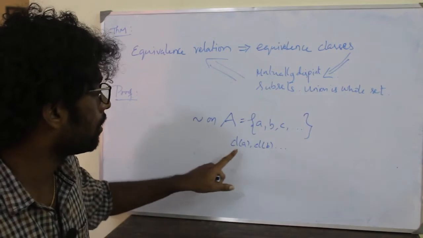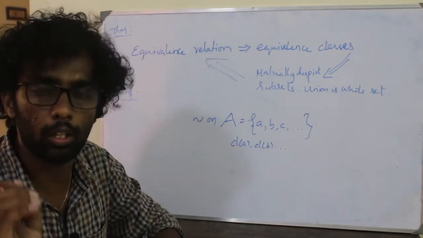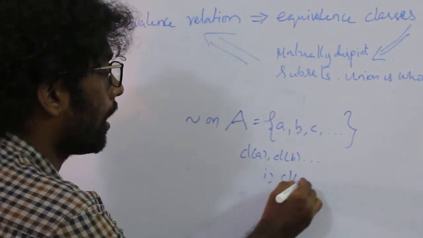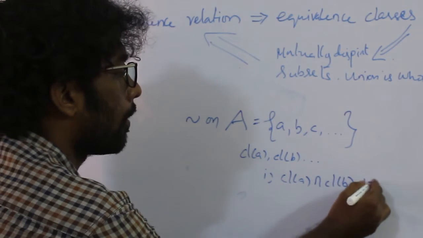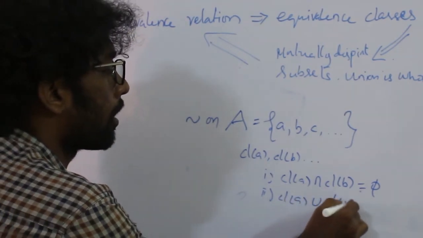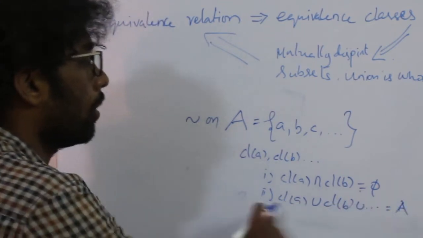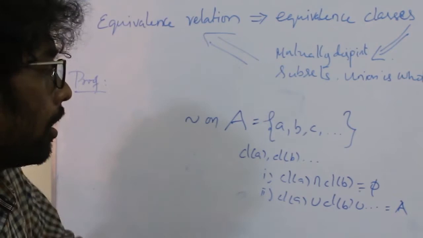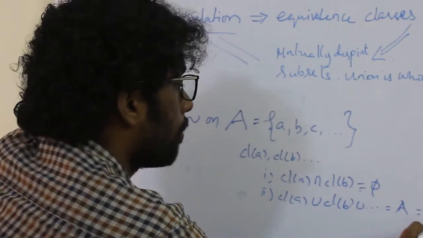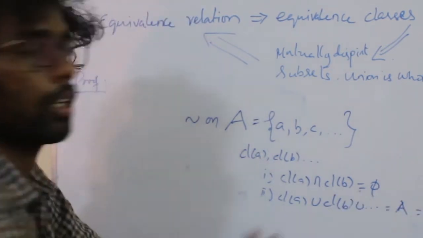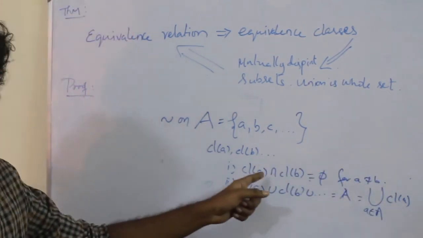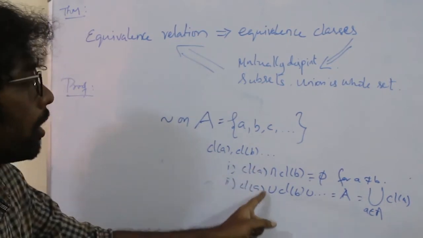Now what we need to prove is that these equivalence classes CL of A, CL of B are mutually disjoint, and the union of them is the whole of A. First, prove CL of A intersection CL of B is empty for A not equal to B. Second, the union of CL of A over all A belonging to the set A is the whole set A. We need to prove that they are pairwise disjoint and that the union is A.